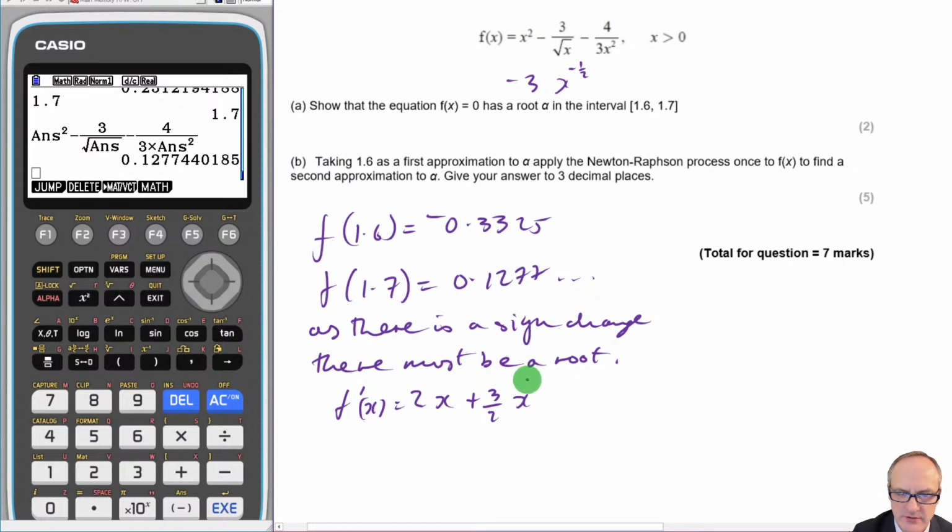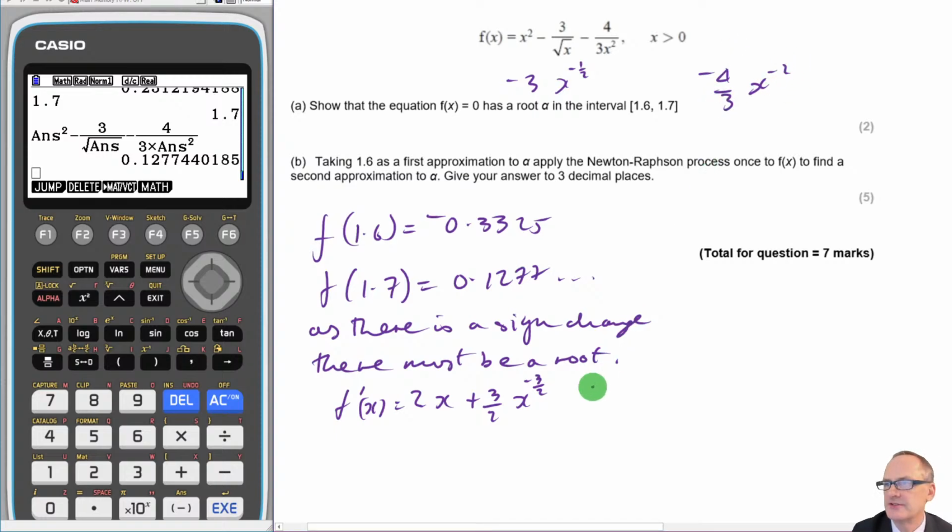So take off 1 here, and we get minus 3 over 2. Now a common mistake is to write this as this, and then end up timesing the 3 and the 4. Believe it or not, people do that. Anyway, what you should have is minus 4 over 3 times x to the minus 2 when you write it like this.